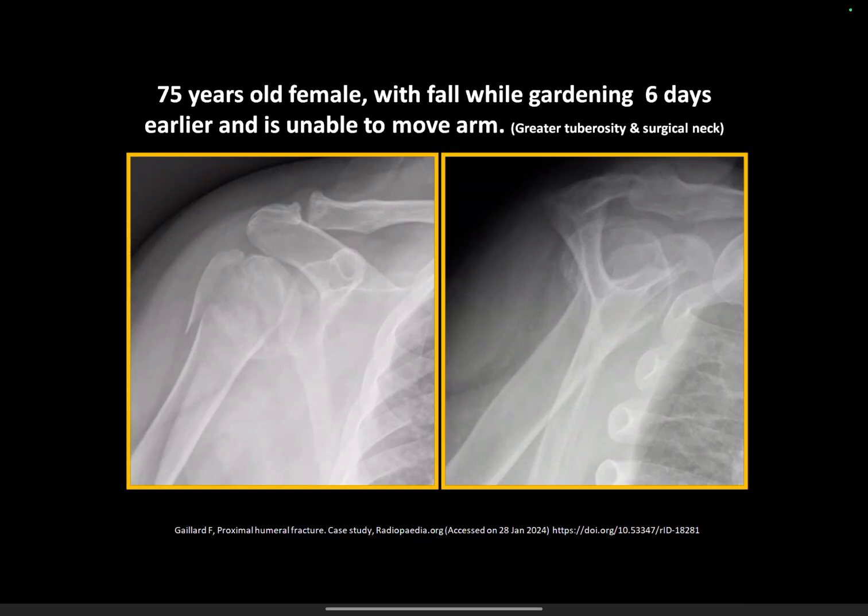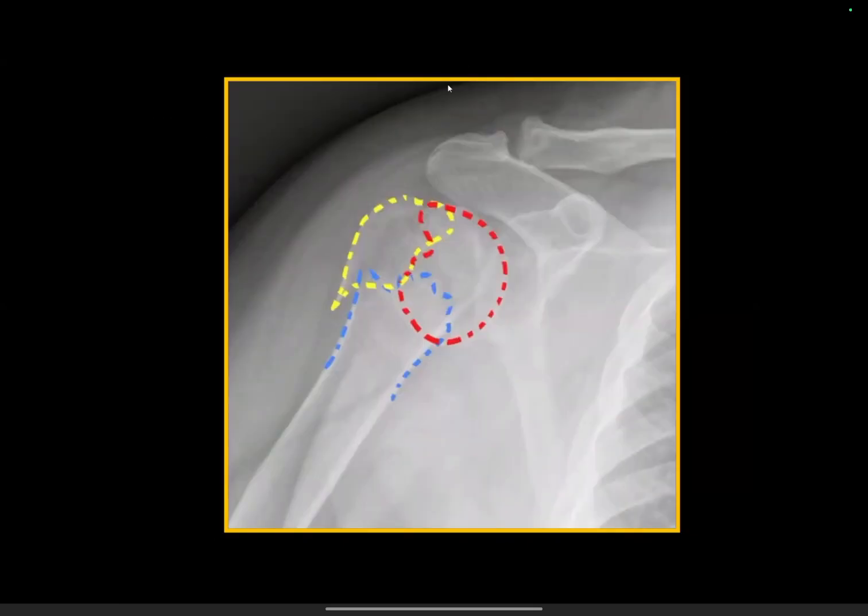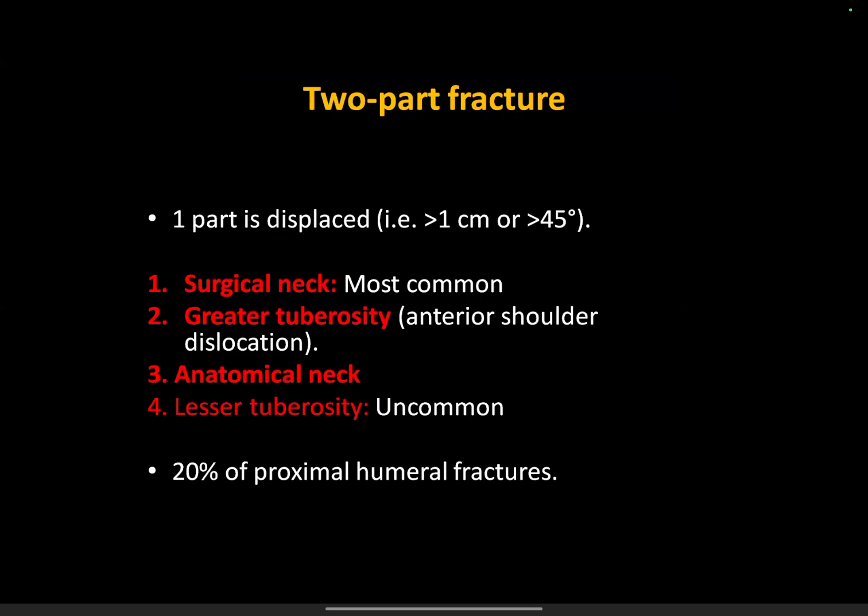Even though it looks quite significant on the radiograph, even though it looks quite nasty, it still qualifies to be type 1 because all these fragments are not displaced more than 1 centimeter or angulated more than 45 degrees. All right. As for the two-part fracture, basically, one part is displaced more than 1 centimeter or angulated more than 45 degrees.